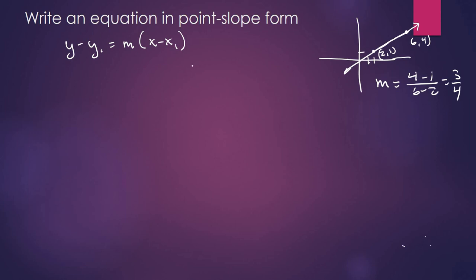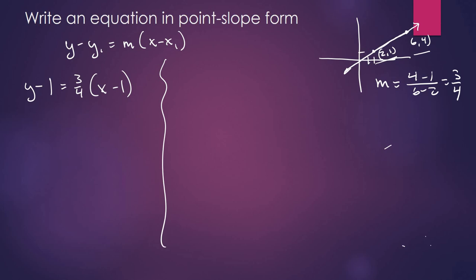Now, I'm going to put it into my model using either one of the points. The question is, which point do I use? So let's do it with 2, 1. Y minus my y value equals 3/4 times x minus my x value. And I'm going to save some room to do it using the other point in just a minute. And what do I want? Oh, point-slope form, so I'm done. Okay? So let's do another one over here. I could also have done y minus 4 equals 3/4 times x minus 6, using the other ordered pair.